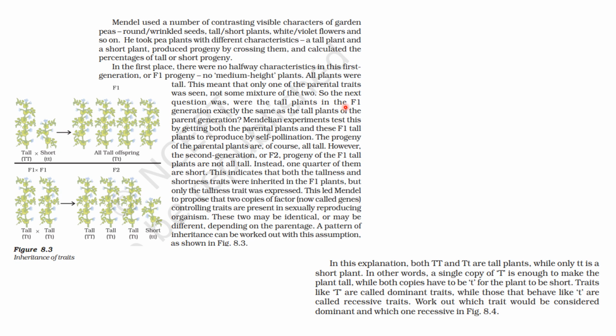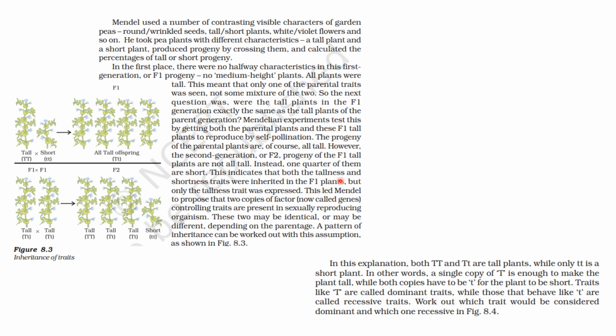Now, were the tall plants in the F1 generation exactly the same as the tall plants of the parent generation? This is a question, right? So, this was tested by getting both the parental plants and these F1 tall plants to reproduce by self-pollination. Okay, so the progeny of the parental plants are of course all tall, right? However, the second generation, F1 की जब क्रॉसिंग हुई तो F2 जो जनरेट हुआ, the progeny of F1 tall plants are not at all tall. Instead 1/4 of them are short.